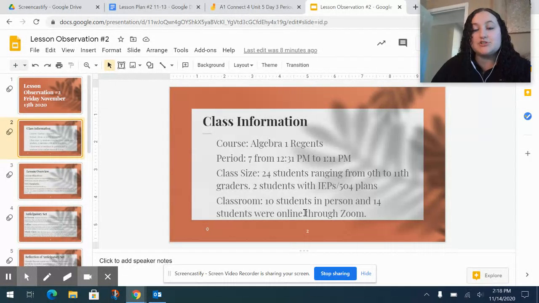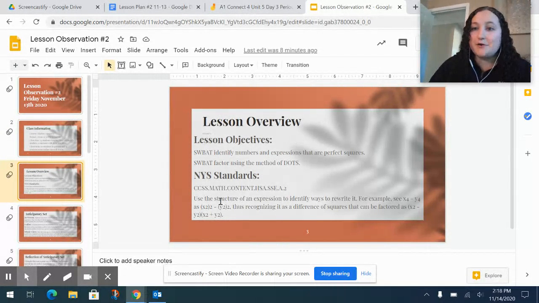So I teach in person and then I'm also logged on to Zoom at the same time. So students online see what's going on in the classroom. And the students in the classroom can hear the students who are online when they participate. So, my lesson overview, this had two objectives. It was Unit 5, Day 3.